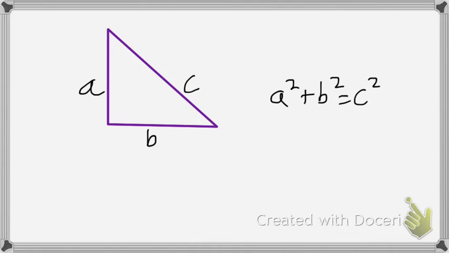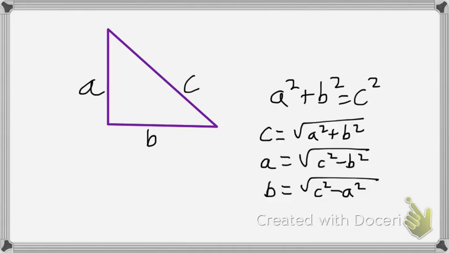So this can be used to find any of the three sides, and that's how you do it. So c equals the square root of a squared plus b squared, a equals the square root of c squared minus b squared, and b equals the square root of c squared minus a squared. That's simply a manipulation of that top equation. To find a squared, you subtract b squared and then take the square root.